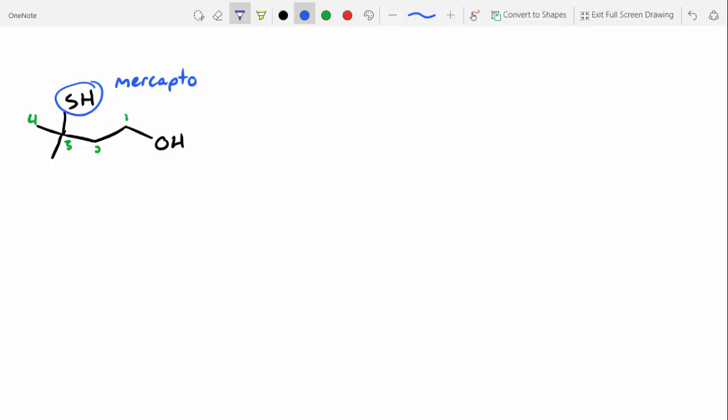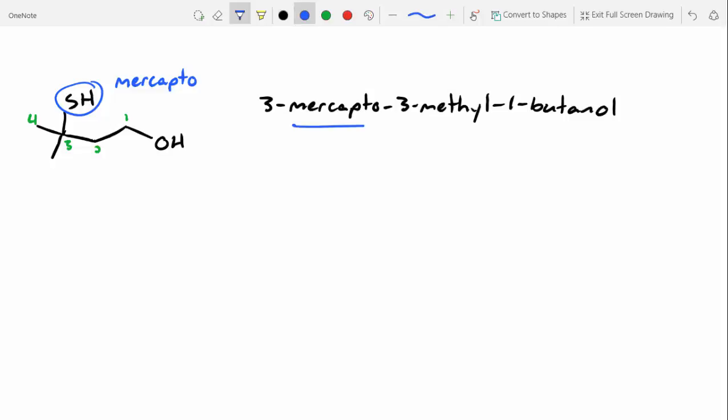Yeah, it gets into weird Latin origins. Mercaptans used to be called thiols, or thiols used to be called mercaptans, so mercapto groups are analogous to thiols. So when we name this, we would actually call this 3-mercapto-3-methyl-1-butanol. This mercapto group is now our placeholder for where that thiol is coming off.